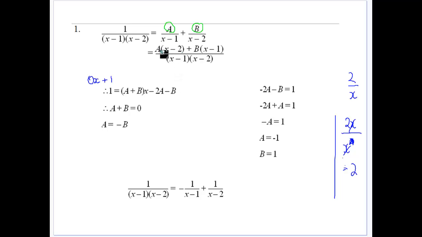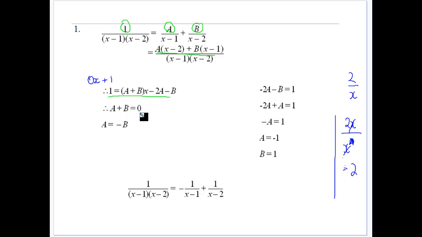So now the idea is that the numerators for this part and this part here would have to be the same. That's why we've set it up like that. In this case we've got 1, but that could be written as 0 times x plus 1. So if we multiply the A by the x and the B times the x, we can collect our terms in x and our constants, and then equate these expressions, because 0x must be equal to A plus B times x. So A plus B would have to be equal to 0, and minus 2A minus B would have to be equal to 1. So we've got two simultaneous equations, and we just need to solve them.